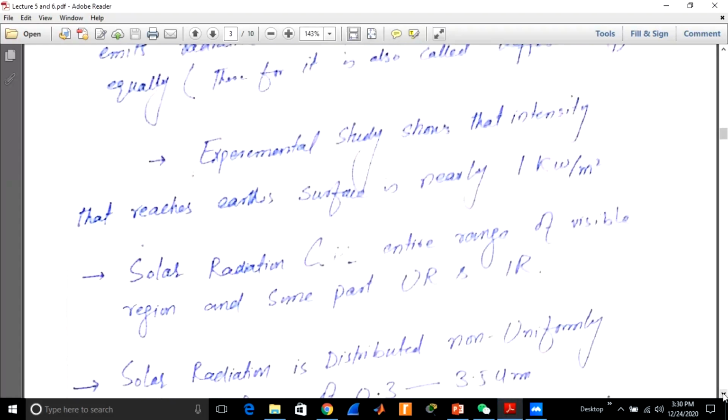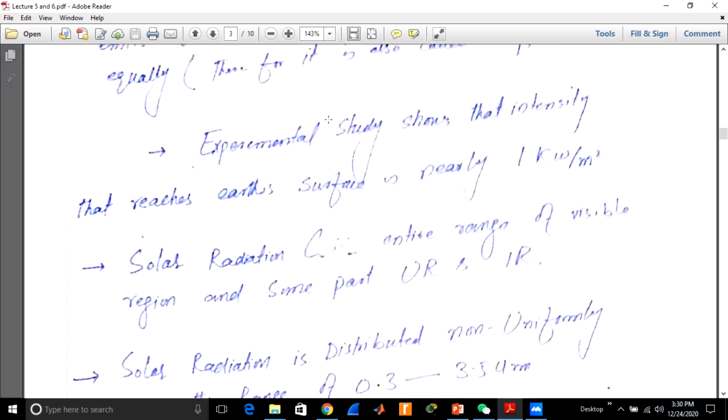So experimental study shows that the intensity that reaches the earth's surface is nearly 1 kilowatt per meter square. This is the intensity of the sun's radiation. By intensity, we mean the power per unit area. The power delivered by the body to the surface per unit area is called intensity.